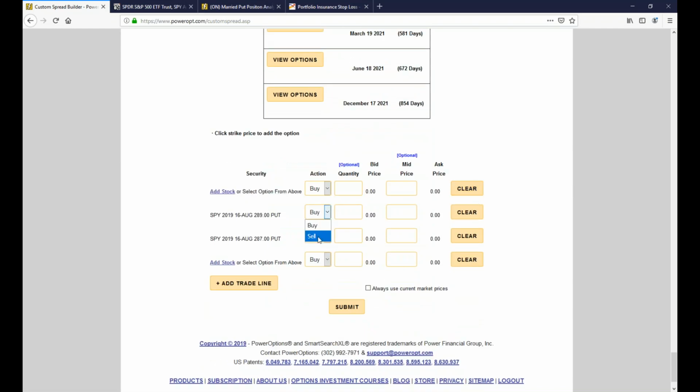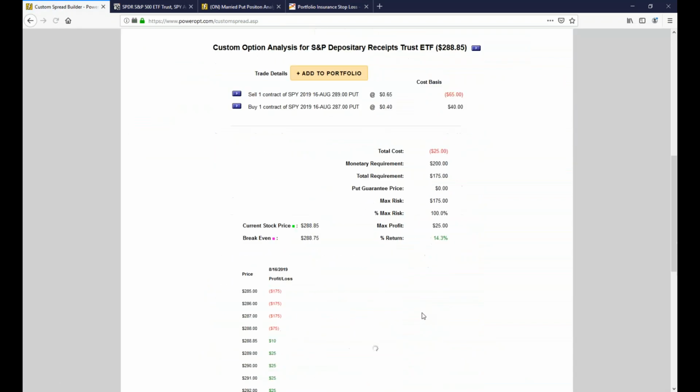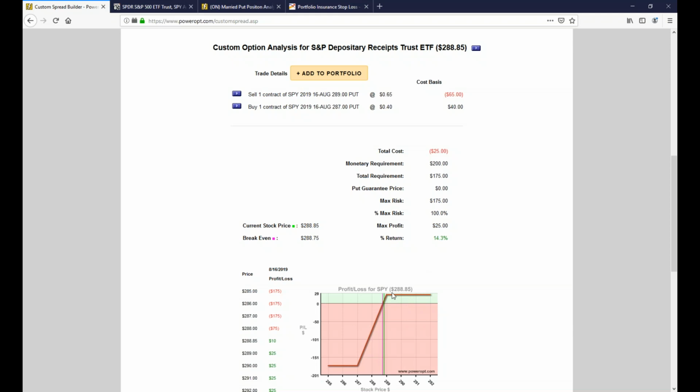Let's say that I sold the 289 and bought the 287, and I got 65 cents here and paid 40 cents here. Okay. I double dipped on that one. I had 2 points in there. I should have just made it 20, but okay. So we're at a 14.3% return if the stock stayed above 289.